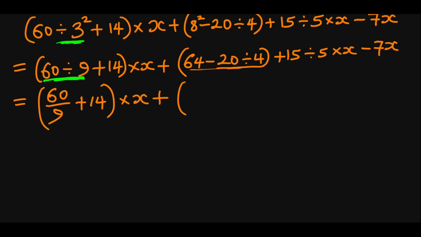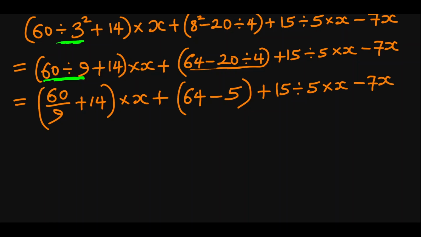And that's exactly what we'll do. So that gives us 64 minus 20 divided by 4 is 5. So that gives us 64 minus 5, bracket close, plus 15 divided by 5 times x minus 7x. Now we can simplify this 60 over 9 in the first bracket. 3 into 9 gives us 3. 3 into 60 will give us 20.